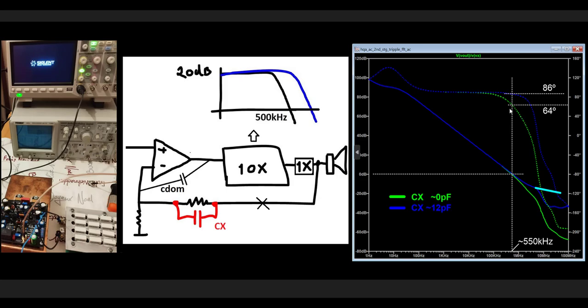Okay, in practice, we need to have some margin. We cannot go to a practical circuit without margin in the simulation. Otherwise, the amplifier will be unstable or something like that. Okay, so here we can see the impact of this capacitor.